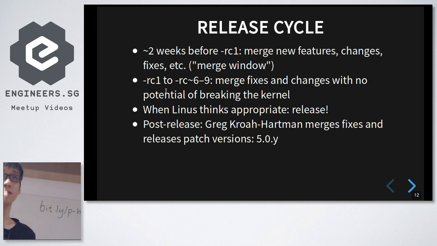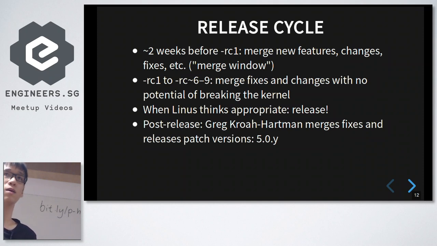Once the version is released, let's say the next version will be 5.1. I think now we're at 5.1 RC3. When the next version is released, Greg KH will take over that version and start producing the stable patch levels, 5.1.1 and so on. So that's how the release cycle works, basically.